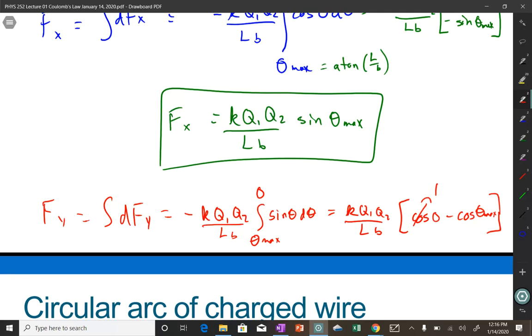Shouldn't that be negative cosine of 0 and negative cosine of theta max? No, remember, the integral of sine was minus cosine. And so we have the minus out front, and you already canceled out the negatives. It's important to keep track of those. So you can also write it as negative k q1 q2 over lb times negative cosine of 0 minus cosine theta max. Yes, if you put a minus out front. I had to think it through.